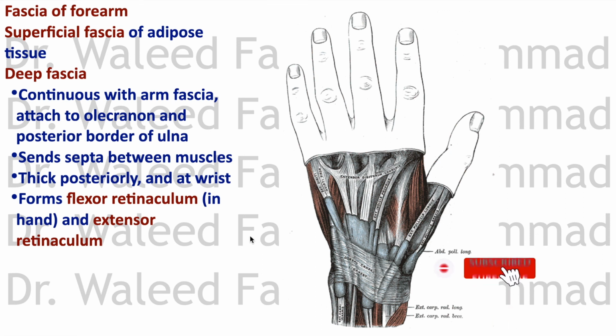Okay, so this concludes our talk about this part of the upper limb. We'll be discussing the forearm in the next lecture.